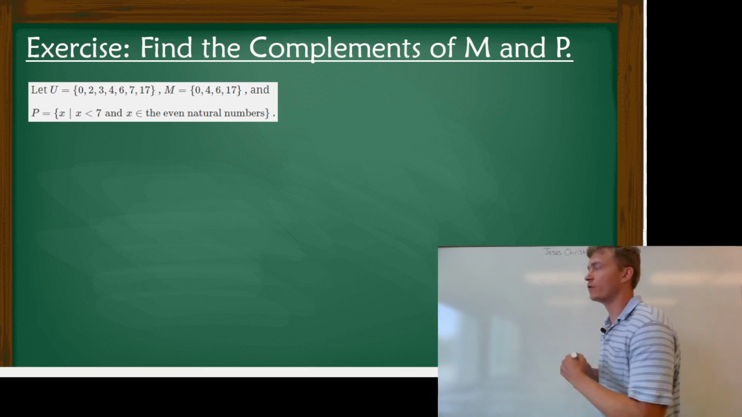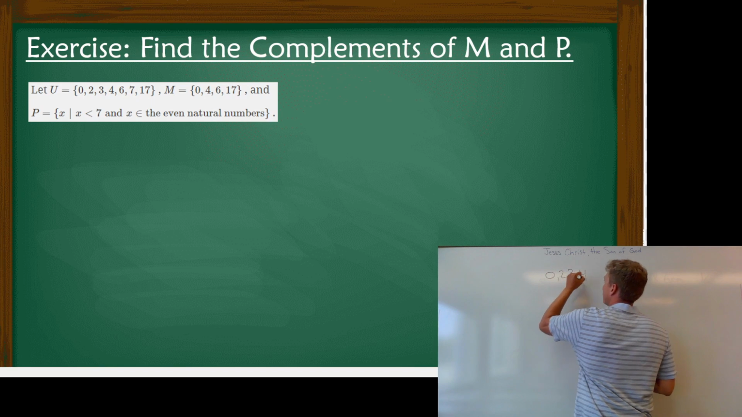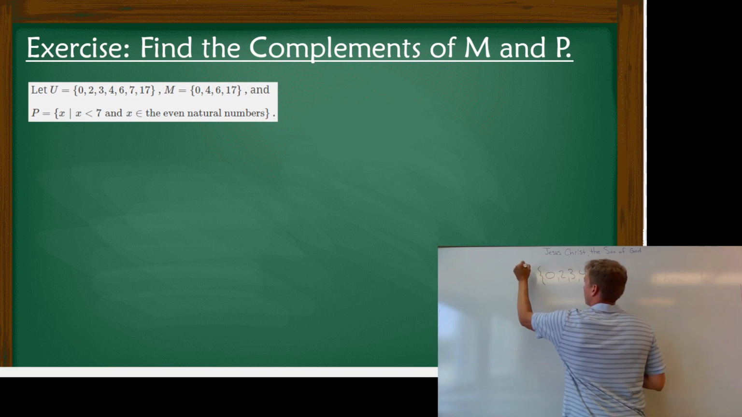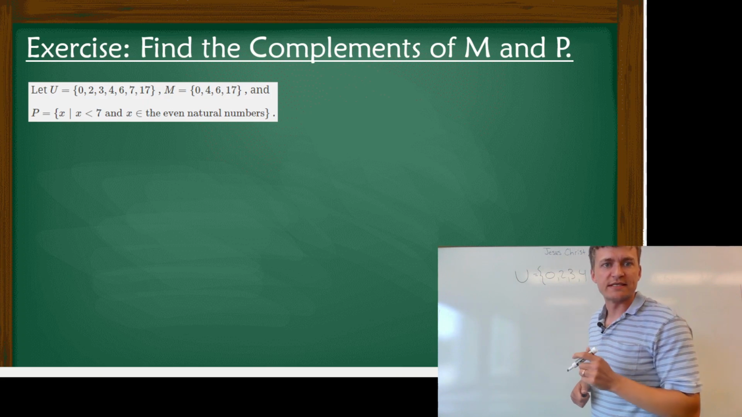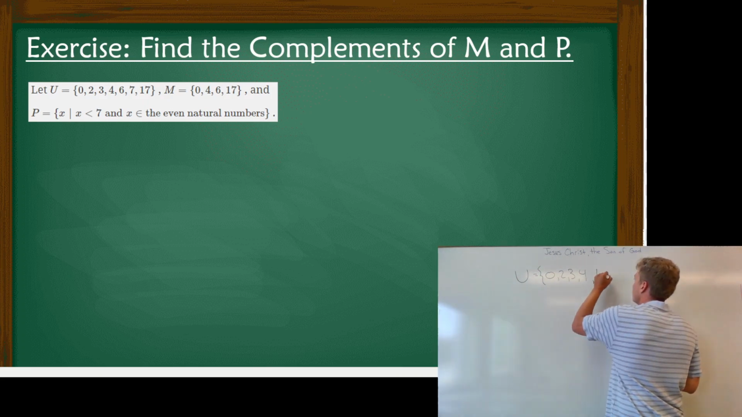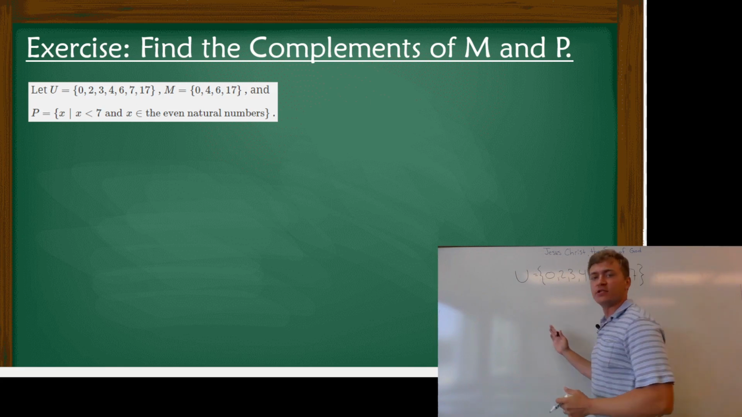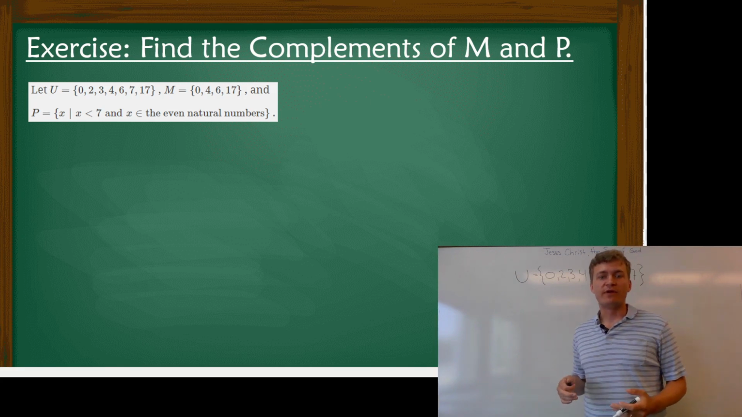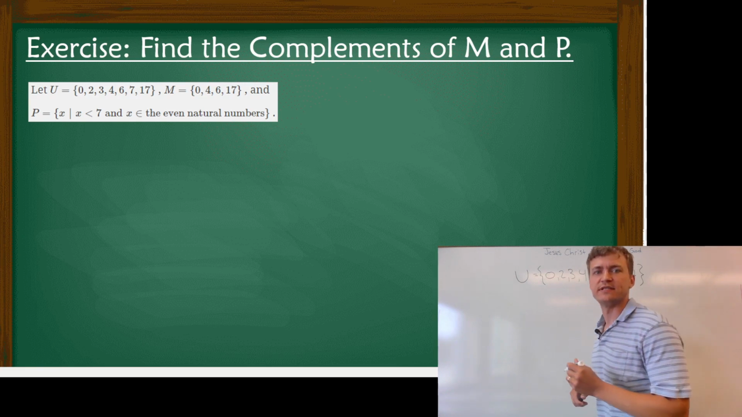0, 2, 3, 4, 6, 7, and 17. So within the universal set, we have now defined set M to be 0, 4, 6, and 17.